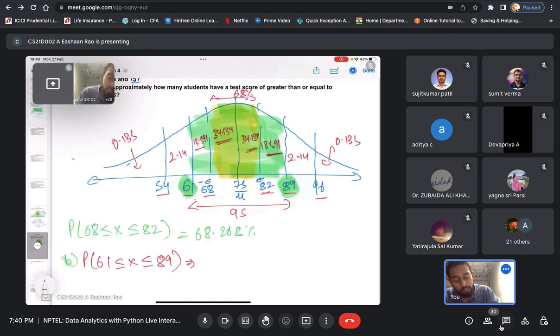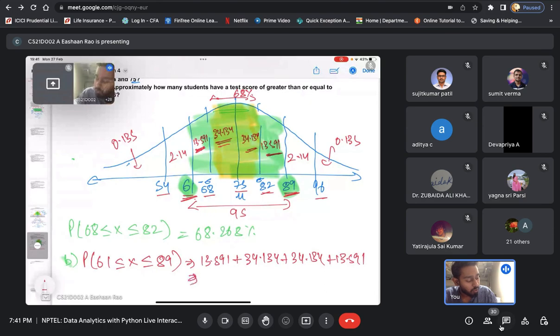If I add the values that we have written here, that is 13.591, 34.134, 34.134 plus 13.591, it accounts for around 95.45%. So this is a percentage of values. I can just write it as 0.9545. These are all percentages, not probabilities, because probability is between 0 and 1.